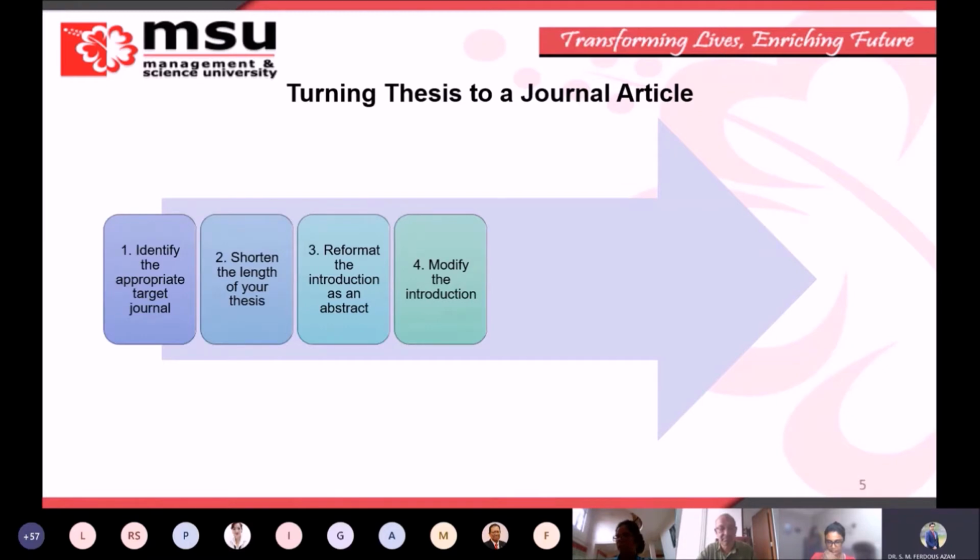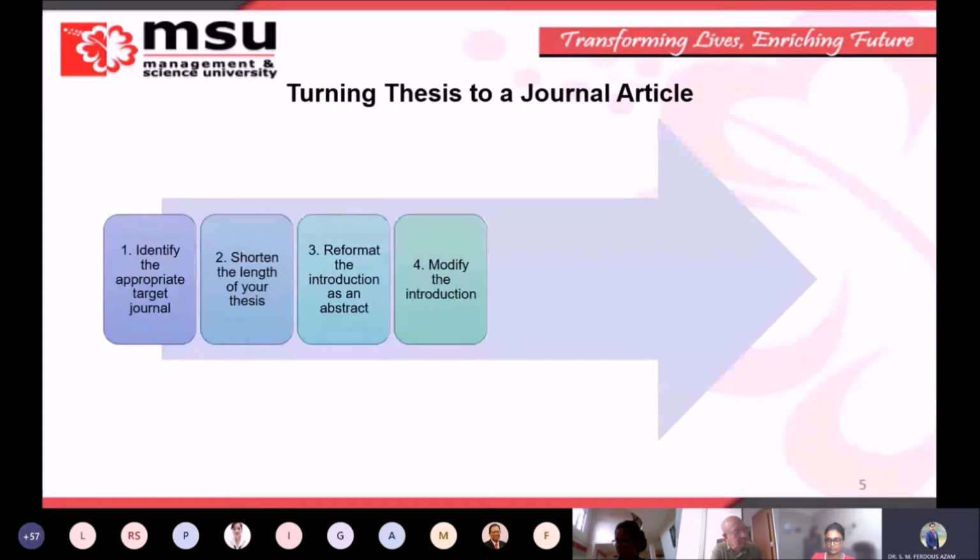In the thesis, we write objectives like objective 1, objective 2, objective 3, like this. We call it specific objectives. Rather, we should put a general objective in one sentence, not only in one sentence, but we can put it as the main aim of the research.